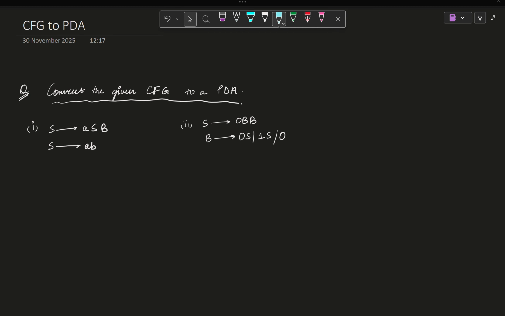Hello everyone. So today we're going to be learning how we can convert a CFG into a PDA. So first, let's have a quick recap of what a CFG and what a PDA is. So CFG is context-free grammar.